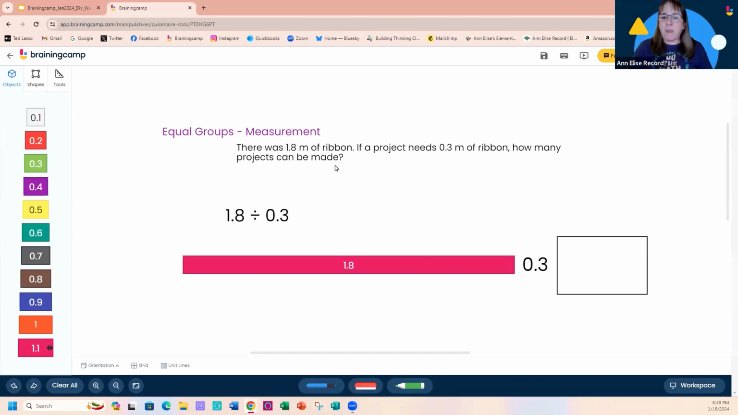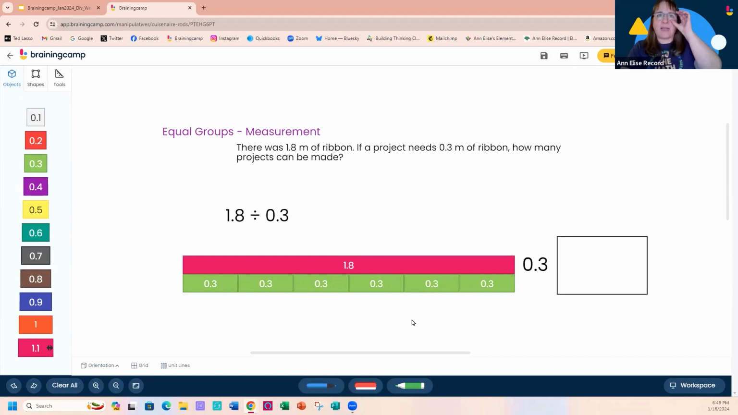This is the quotative measurement division where I know the size. I'm going to take this length of ribbon and literally cut it at the 3/10 of a meter. So here you'll see Cuisenaire rods. We can use Cuisenaire rods for fractions and also for decimals, as well as the whole numbers. But I'm going to be seeing how many 3/10 fit into that 1 8/10. So a student can be thinking it through as having the 3/10. How many times does that 3/10 fit in that 1 8/10? And of course, it turns out to be 6.